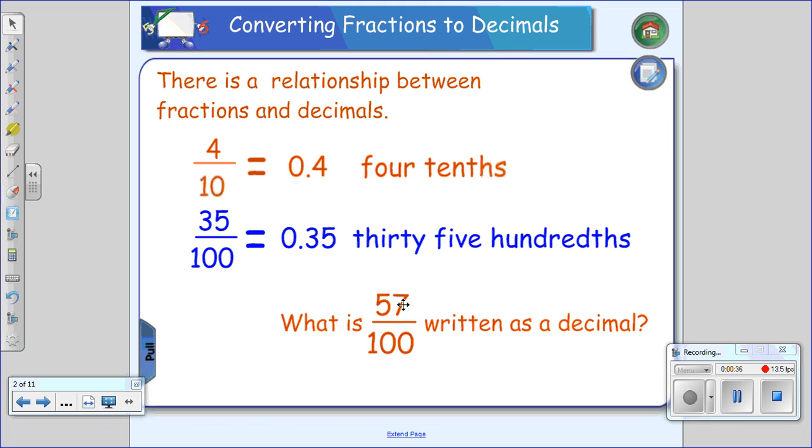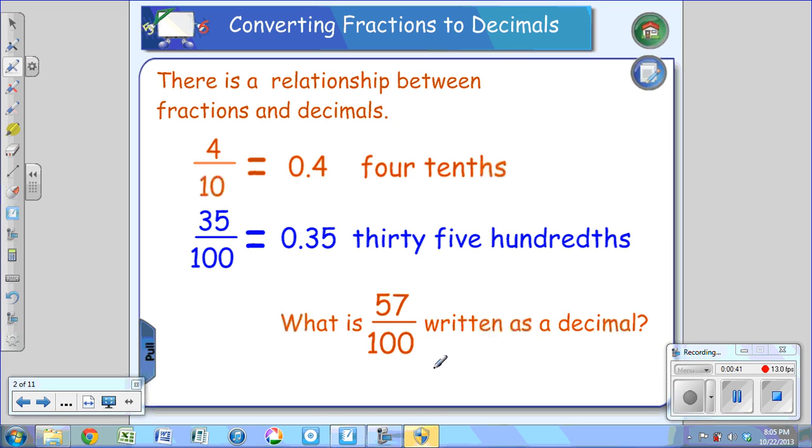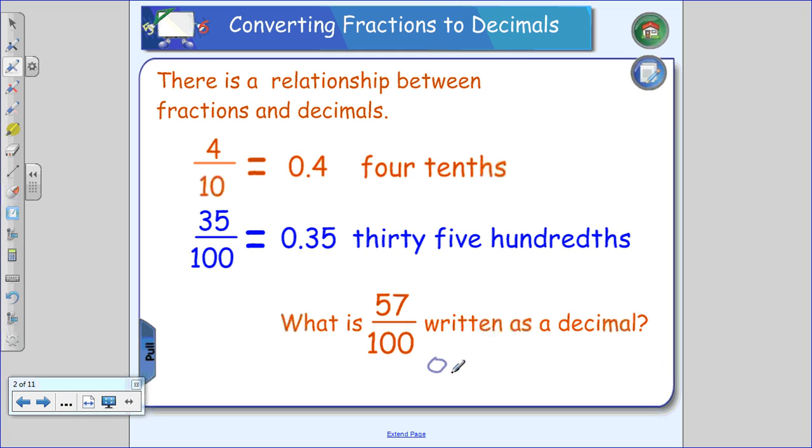This one is 57 hundredths. So if I were going to write that as a decimal, it would be 0.57. So it's really important to know what the place values are. The first place value after the decimal point is tenths. If there are two place values after the decimal point, it is hundredths. If you had three, it would be thousandths.